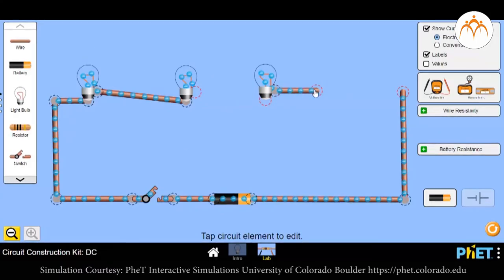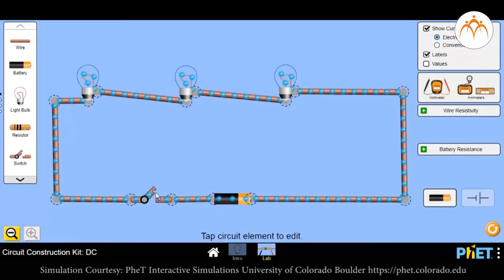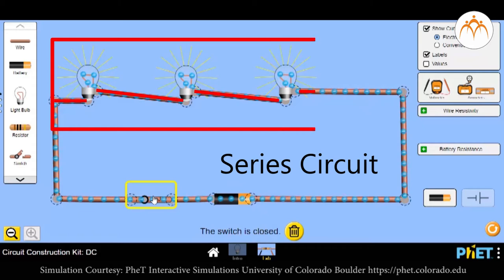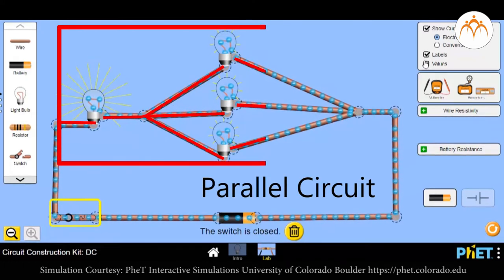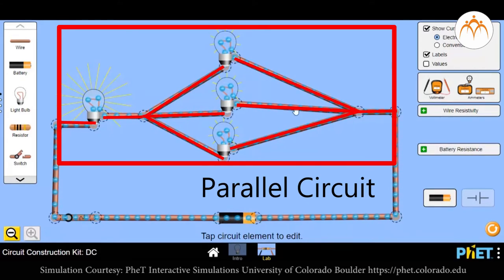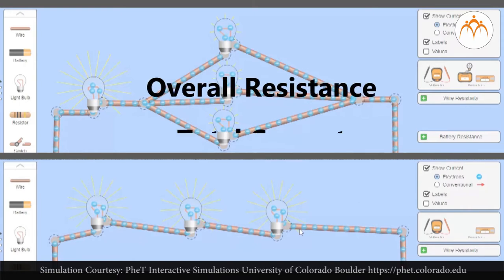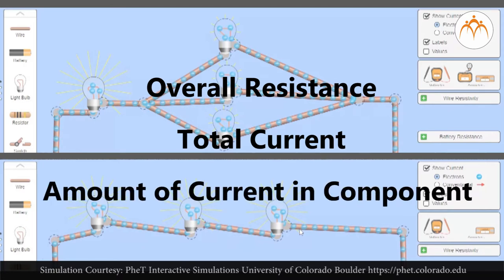Suppose that there are three light bulbs connected together in the same circuit. If connected in series, they are connected in such a way that current would pass through each one of the light bulbs in consecutive fashion. When connected in series, the same amount of current passes through every light bulb. And when connected in parallel, current flows through all the branches. The ways in which these devices are connected will have a major effect upon the overall resistance of the circuit, the total current in the circuit, and the amount of current which flows through every device.